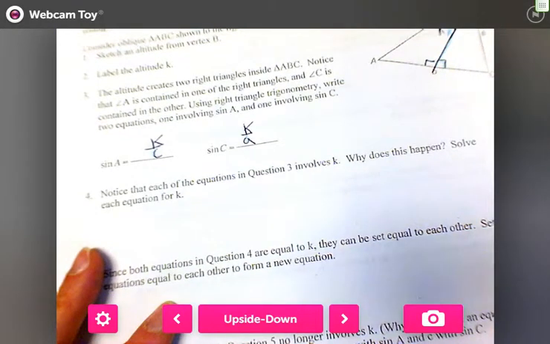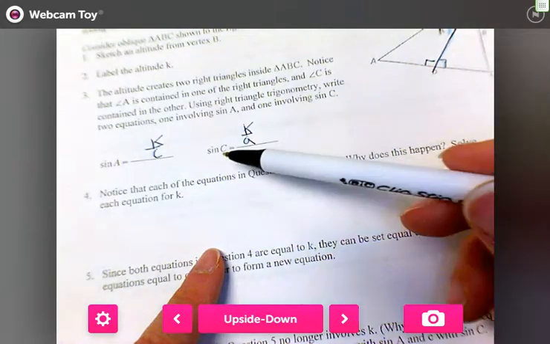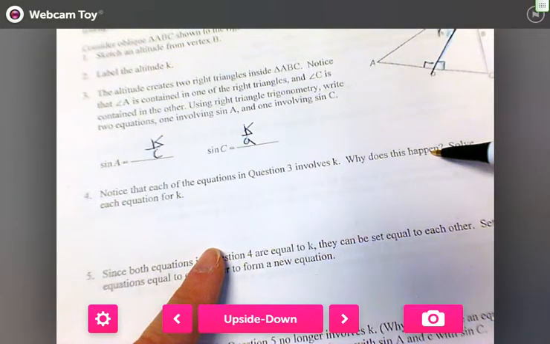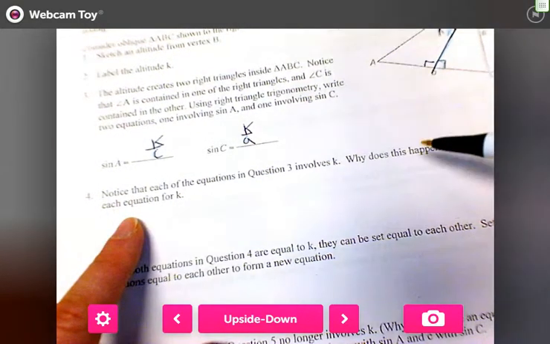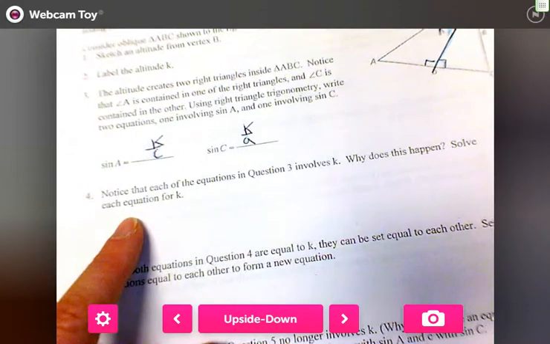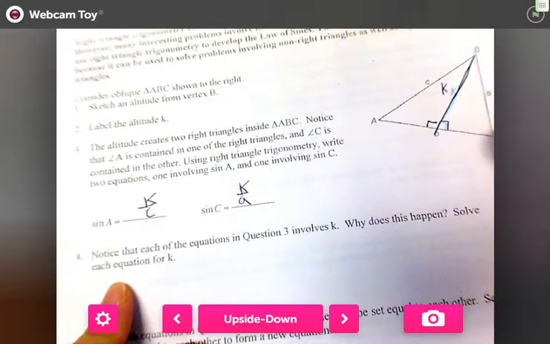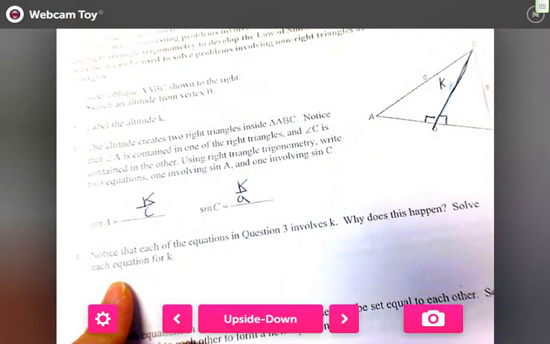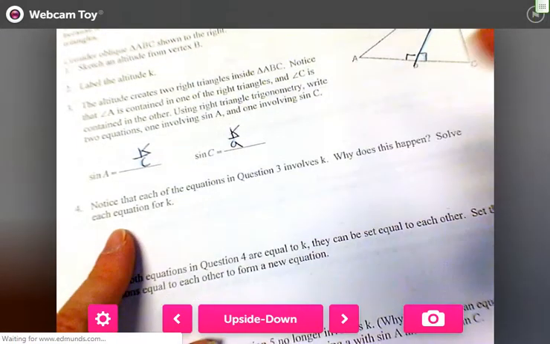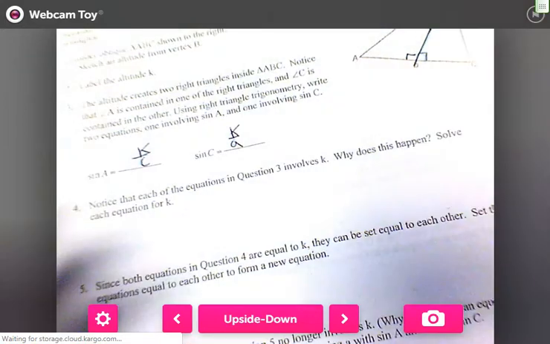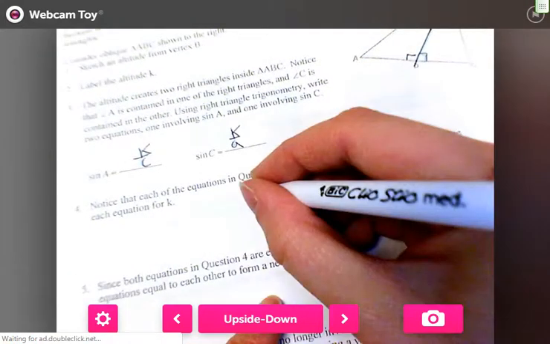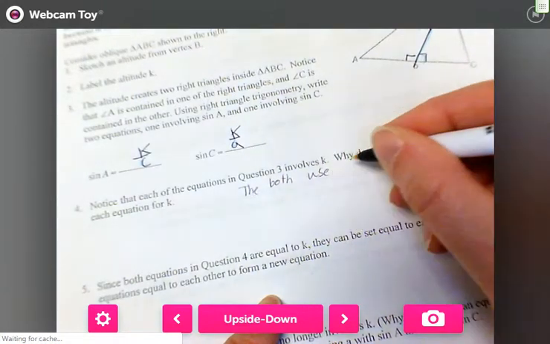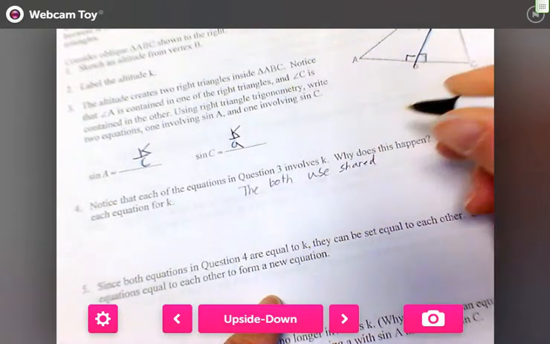All right. Notice that each equation in question 3 involves K. Why does this happen? Solve each equation for K. Why do you think it happens? Why do they both involve K? When we look at the sine, why did both of these end up involving K? Yep, they both involve the altitude. They both involve the shared side, which is K.